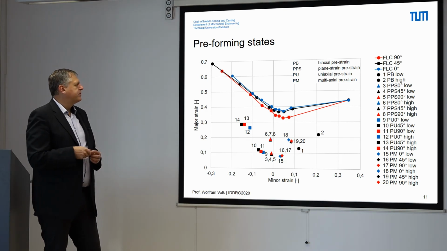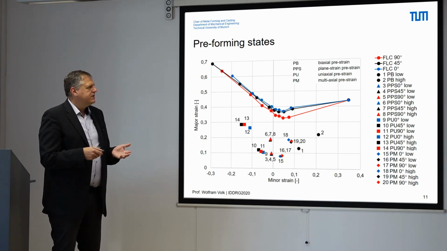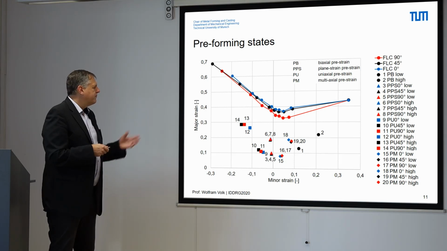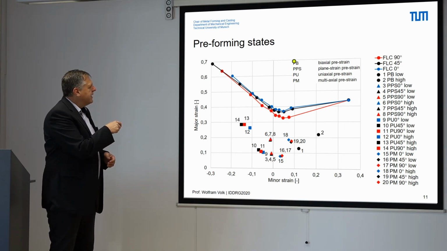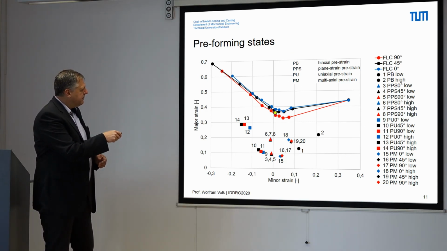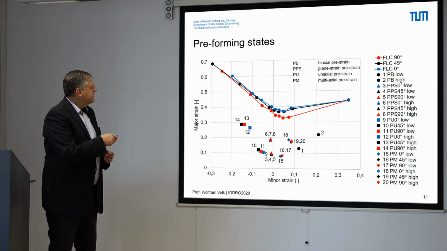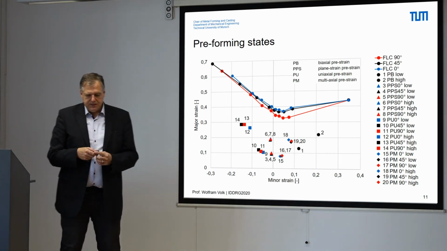amount of preforming strains. We know it's also important to differ within the whole map, and then we have chosen the names PB for biaxial strain, PS for plane strain, U for uniaxial, and M for multi-axial, and always the P for pre-strain. So here you see the whole map of experiments of pre-strained specimens and the FLC within 0, 45, and 90 degrees.